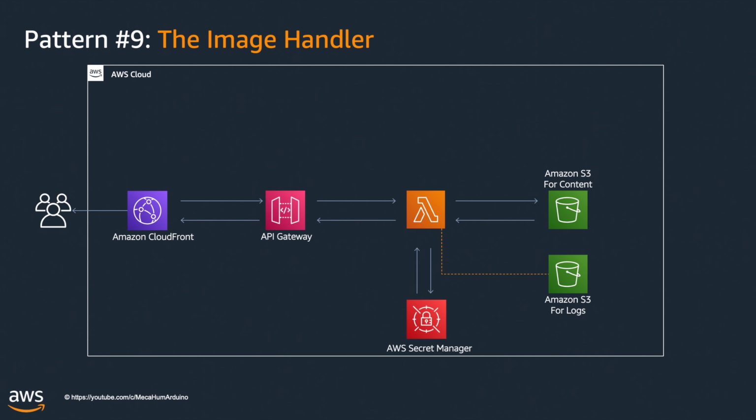And lastly, if you choose to use the smart crop or content moderation features that we spoke about in the previous slide, the Lambda function calls Amazon Rekognition to analyze your image and to return the results.